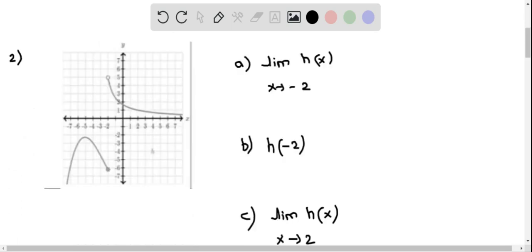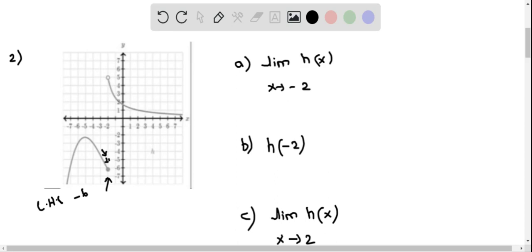Now let's answer question 2 using the graph of h of x. So in part A, we have to determine the limit of h of x when x approaches negative 2. So let's determine the right side limit as well as the left side limit from the graph. So this is basically the left side limit when x approaches negative 2. It seems like it is approaching negative 6. This is the left side limit of h of x when x approaches negative 2.